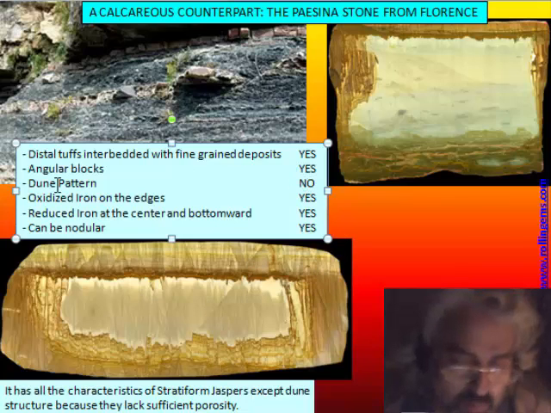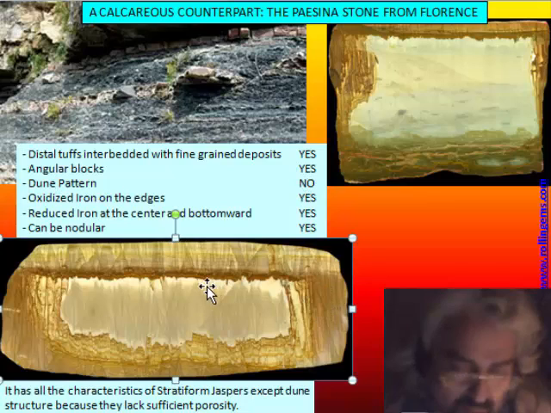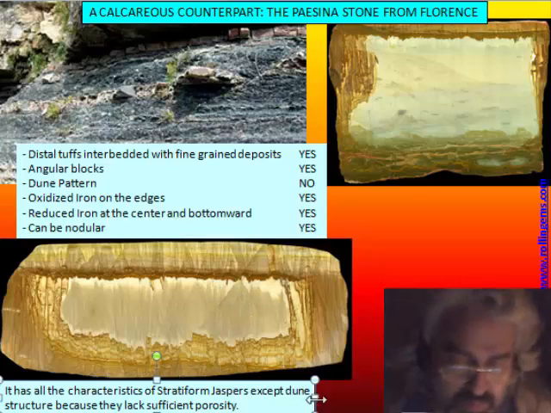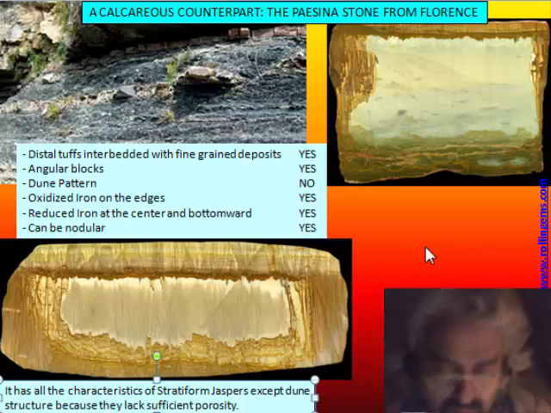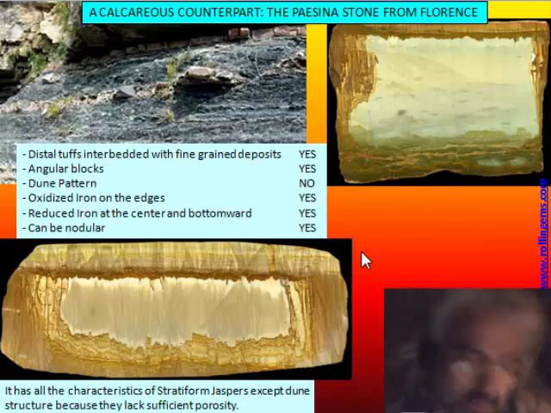Only lack the dune pattern because the porosity of this limestone is very low, and so there is not sufficient porosity for the migration of the redox surface to make the dune pattern. So we can understand in this way something about the formation of jasper, about its geological situation.